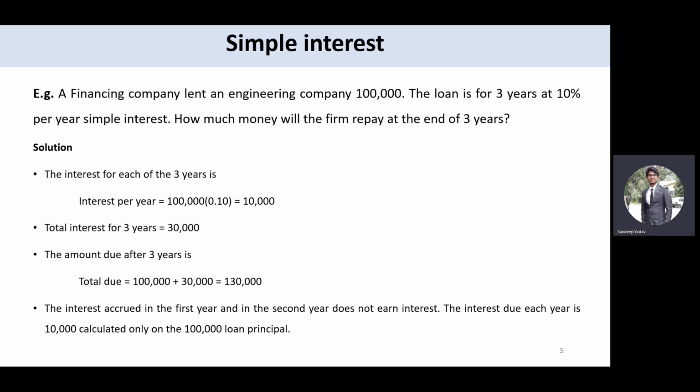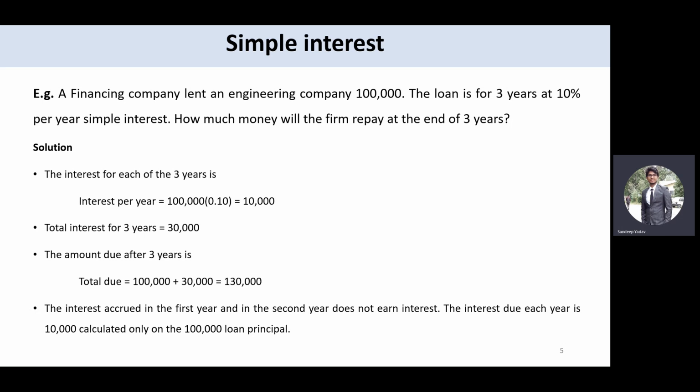So let's look at the solution. The interest for each of the 3 years: the interest per year will be 1 lakh into 10%. That is, for the first year the interest will be 10,000, and for 3 years, because it is simple interest, we can easily multiply by 3, and we can say the interest for 3 years will be 30,000.